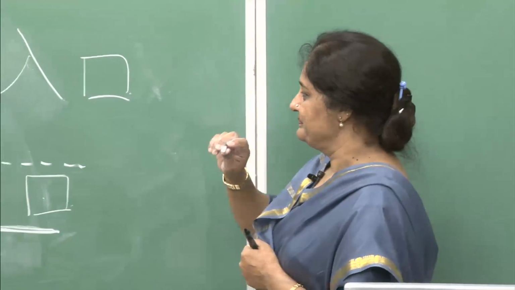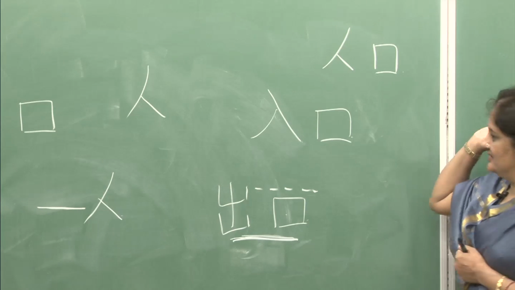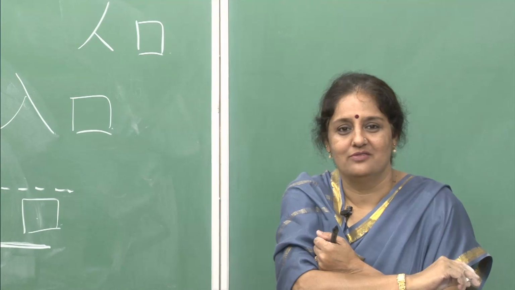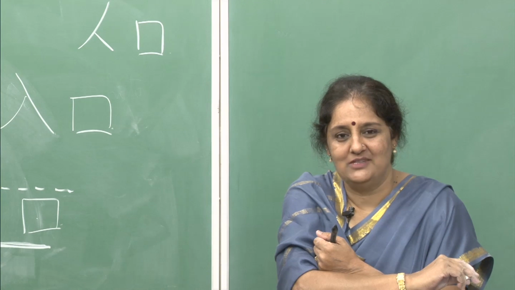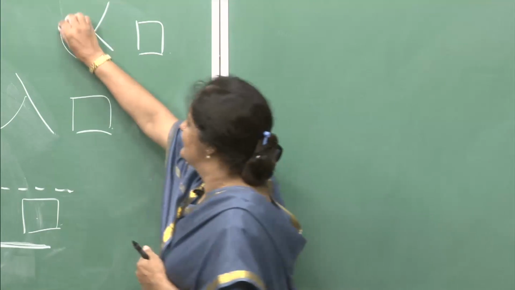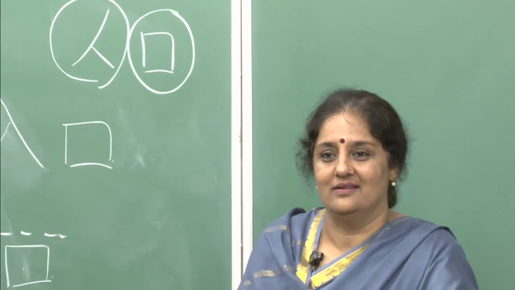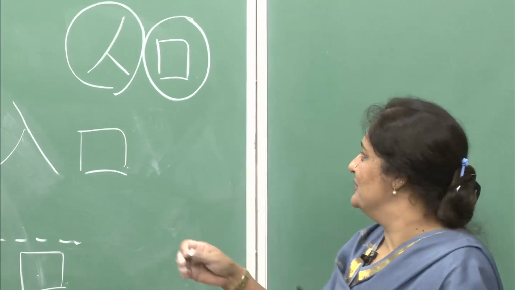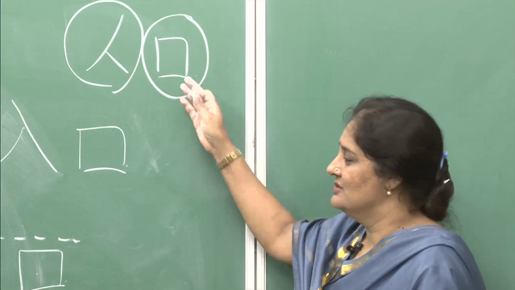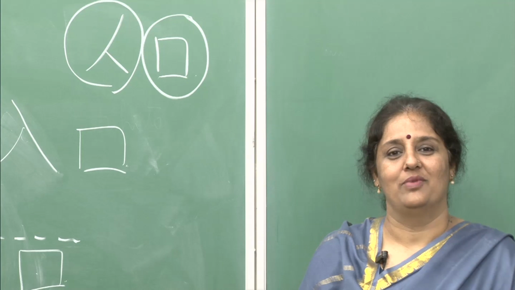Then also, now you know the meaning of this, you know the meaning of this. What does this mean? Can you tell me, all of you? Just think about it for a few minutes and let me see. What do you have to say about this? This is person and this is mouth, kuchi. What could it be? Well, very simple, people and mouth. So many mouths to feed, that is jinko, which is population.